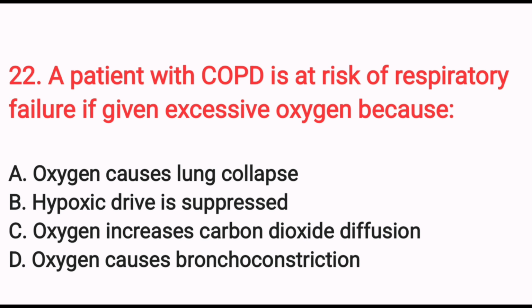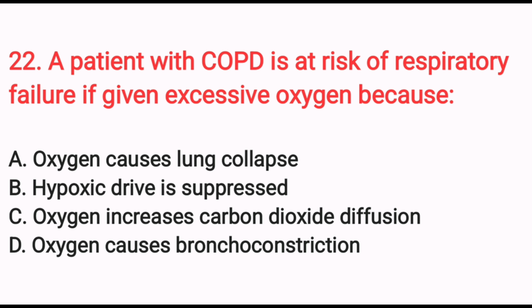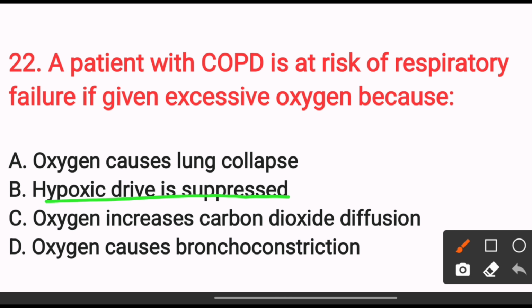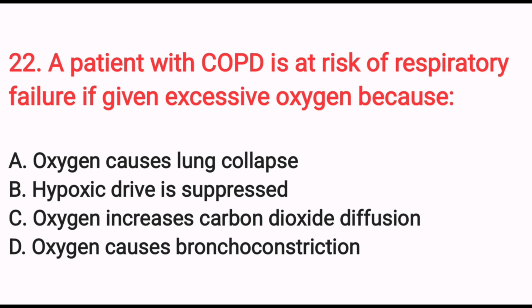Next, a patient with COPD is at risk of respiratory failure with excessive oxygen, because option A, oxygen causes lungs to collapse. Option B, hypoxic drive is suppressed. Option C, oxygen increases carbon dioxide diffusion. Option D, oxygen causes bronchoconstriction. The answer is option B, hypoxic drive is suppressed.